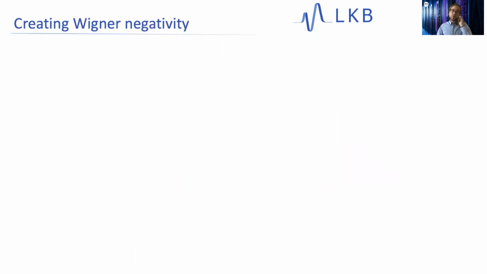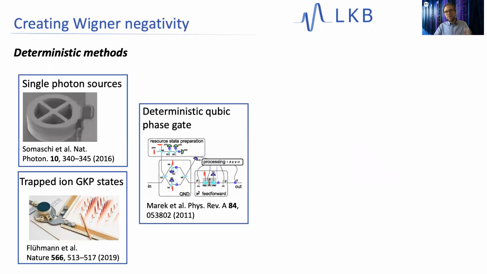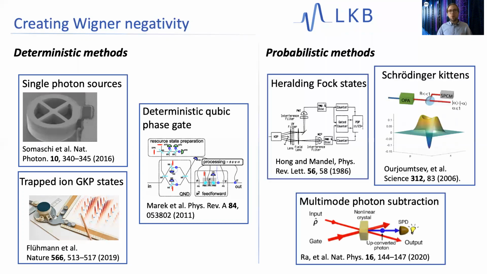So how do people generally create Wigner negativity? Well, you first of all have a whole set of deterministic methods. You could, for example, think of single photon sources based on quantum dots, where you basically push a button and a photon flies out. A photon has a negative Wigner function, so technically you have created Wigner negativity on demand in a deterministic way. However, in optics, what is more common is to use probabilistic methods.